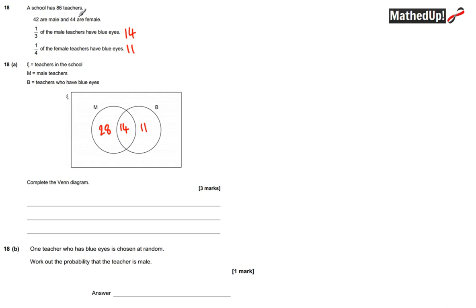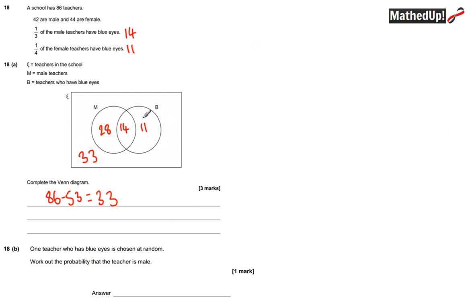We know that there are 86 teachers in total, and so far we've accounted for 53 of them. So we need to do 86 take away 53, and that gives us 33. So the rest of the teachers, and those will be the female teachers who don't have blue eyes, are going to go in this region over here, and there's 33 of them. Okay, and that's all of it. Part B says one teacher who has blue eyes is chosen at random. We need to work out the probability that the teacher is male.